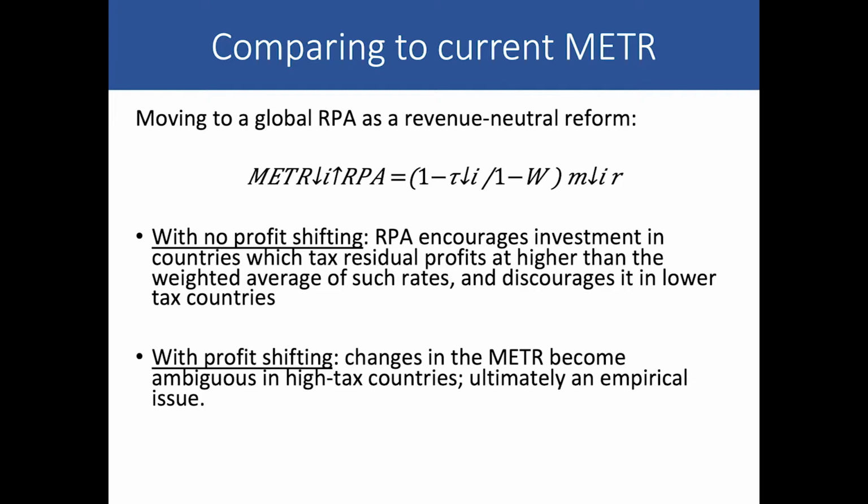So that gives us another really interesting observation. If you consider profit shifting under the RPA, it's still unambiguous that lower tax jurisdictions are going to see an increase in their METR. But the METR in the high tax countries is ambiguous, because their METR is currently lower than what the formula says. So ultimately, it's going to be an empirical question whether the METR in high tax countries would increase under the RPA.